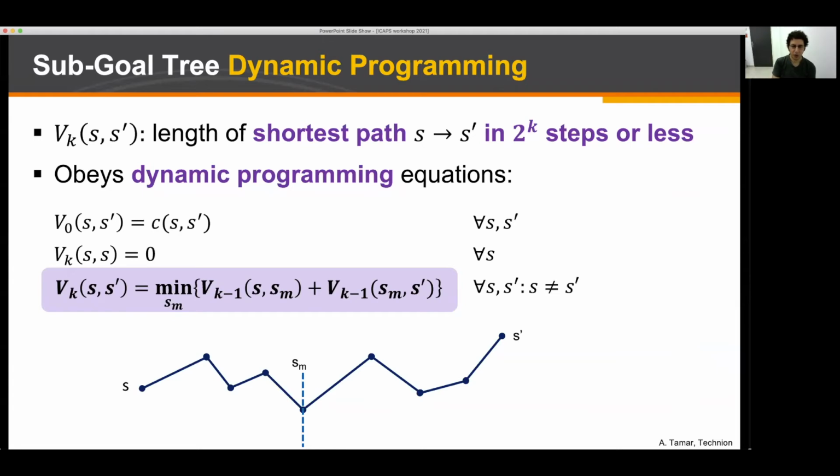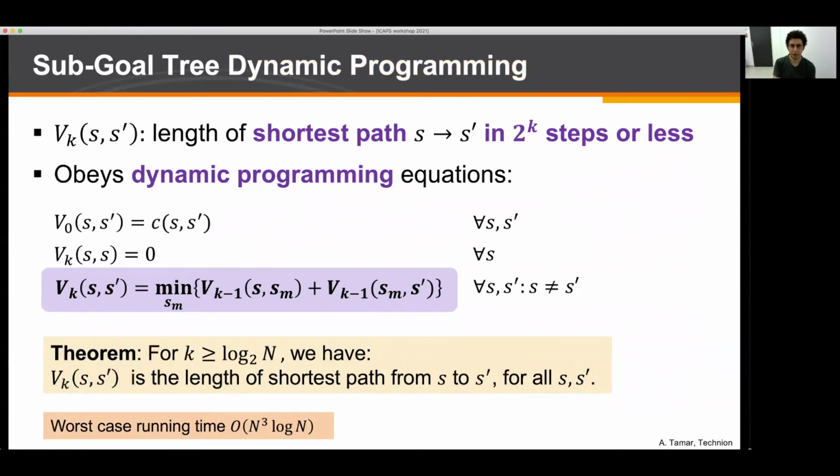If you think about it, you only need to run log n iterations of this algorithm because the value is to the power of k steps or less. And each iteration, you need to do n cubed calculations. You go over all the states, all the goals, and all the sub-goals. So you get n cubed log n complexity. The important thing here is that this is better than n to the power 4, which means that we exploited something of the structure of the all-pair shortest path problem.